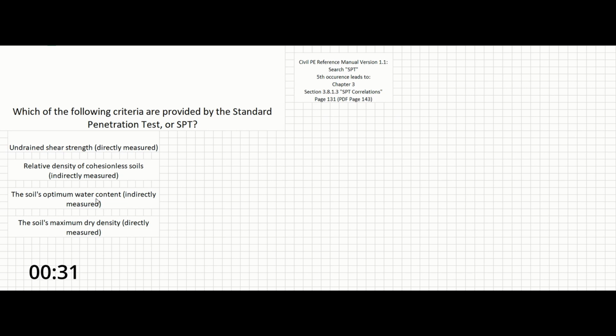And the following steps are how we can try to solve for the right answer, even if we don't know much about geotech. So obviously the question has asked us about the SPT. The first thing we could do in our reference manual is search SPT. Now, that's going to lead to a few different things. First, by the time you get to the fifth occurrence in Chapter 3, this should take you to Section 3.8.1.3, titled SPT Correlations.